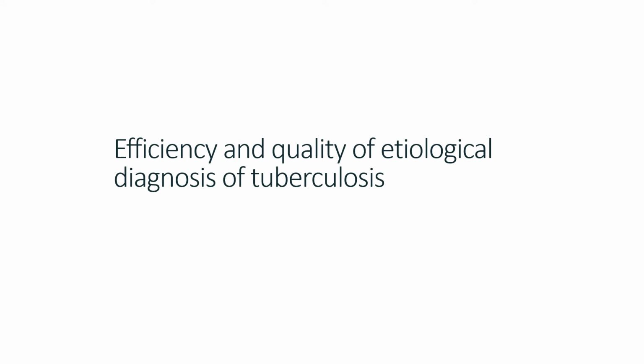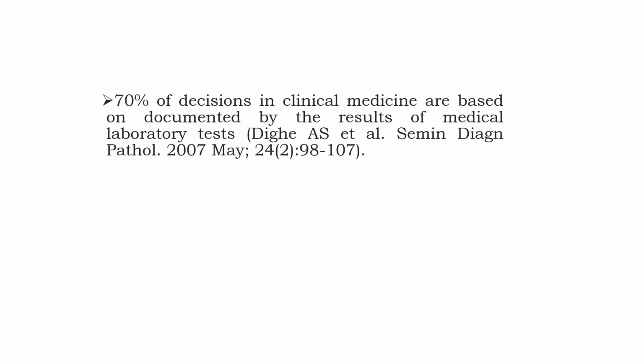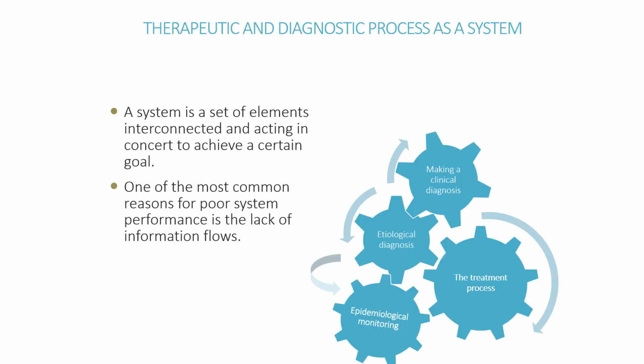Efficiency and quality of etiological diagnosis of tuberculosis. 70% of decisions in clinical medicine are based on the results of medical laboratory tests. Therapeutic and diagnostic process as a system. A system is a set of elements interconnected and acting in concert to achieve a certain goal. One of the most common reasons for poor system performance is a lack of information flows.